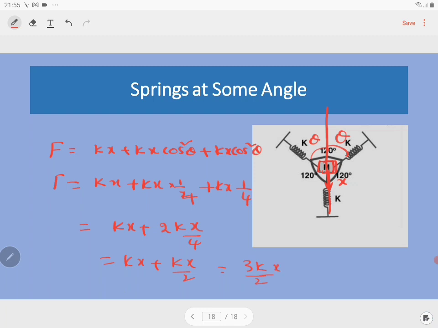So this is the force. Once we get force, you can equate this force to k dash x. So what is that k dash value here? That k dash value is equal to 3k by 2. Now the time period is given by 2 pi root over m divided by 3k divided by 2. So that is 2 pi root over 2m divided by 3k. This is what you get, children.